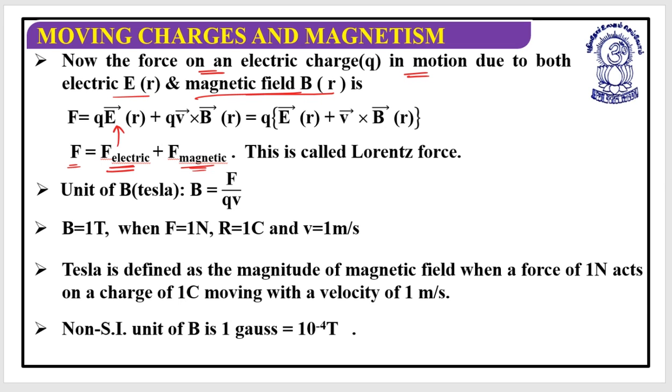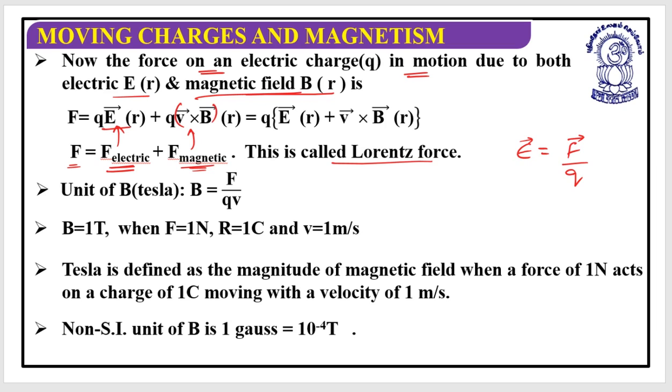The electric force can be written as Q into E, which we know from the unit Charges and Their Fields. F equals Q into E, and F magnetic, which we know from today, is Q into V cross B. Yes, so this is the complete Lorentz force. It says that the force on a charged particle would be because of the electric field as well as the magnetic field. For the electric field, you can write it as Q into E, and for the magnetic field, it is Q into V cross B.